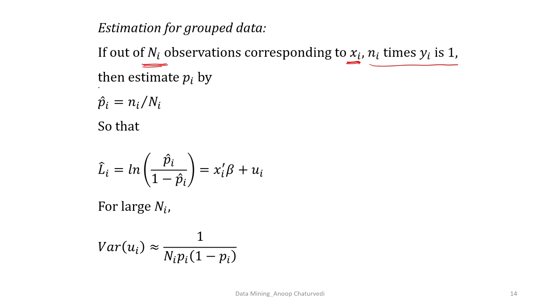And in that case, we estimate pi by pi hat equal to small ni upon capital Ni. Say, what is the probability that an insect dies for that particular dose? Your empirical probability is 4 upon 10, small ni upon capital Ni.